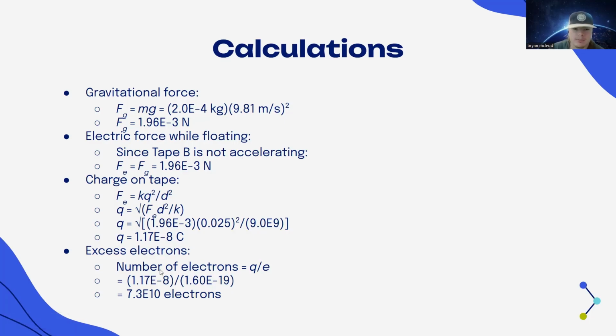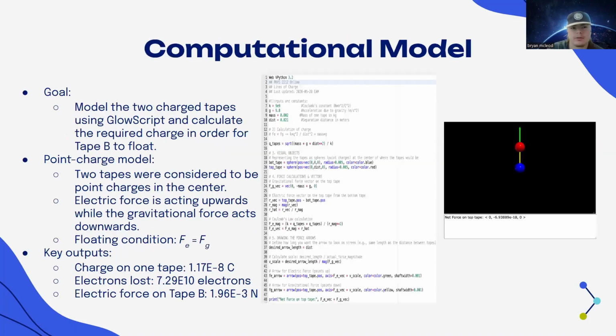Excess electrons, the number of extra electrons. We get Q divided by e, e being the charge of a single electron, which is approximately 1.6 e to the negative 19 coulombs. So we get 7.3 e to the 10 extra electrons.